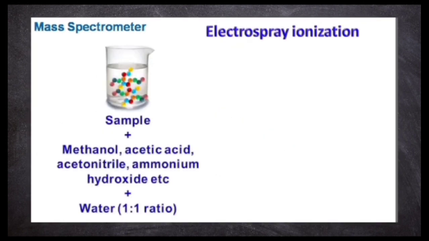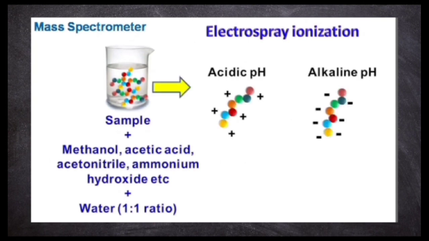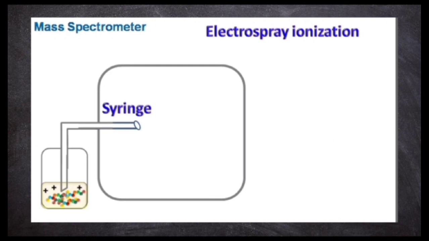Electrospray ionization. The sample can be mixed with methanol, acetic acid, acetonitrile, ammonium hydroxide, plus water in a 1:1 ratio. Depending on the pH of the solution, the sample can have either a positive or negative charged ion. If acidic it will be positive, if alkaline it will be negative. The charged molecules pass through a ring to create an aerosol. This process is called nebulization.